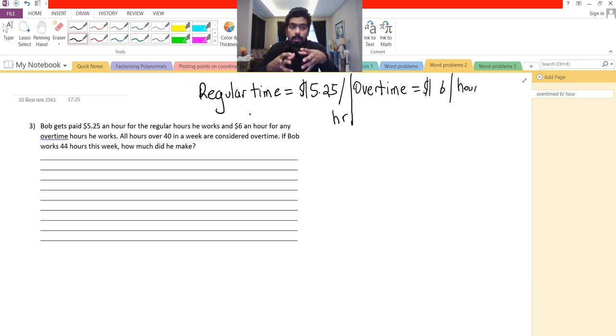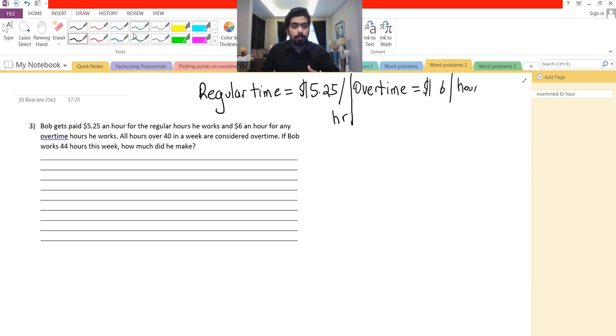he has to work 40 hours. Okay, he has to work 40 hours. So if he works any number of hours from 1 to 40, they are all regular time. So he will get paid $5.25 per hour. And if he works more than 40 hours, then that will be considered as overtime.